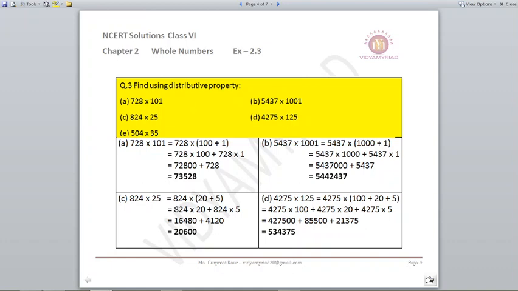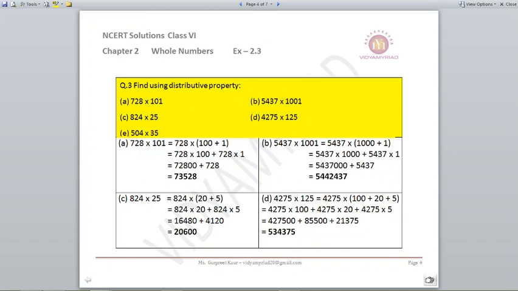5437 multiplied by 1001. 1001 can be broken down into 1000 plus 1, which is 5437 into 1000 plus 1 in the bracket. Open the bracket and solve it. You will get your answer as 5442437.